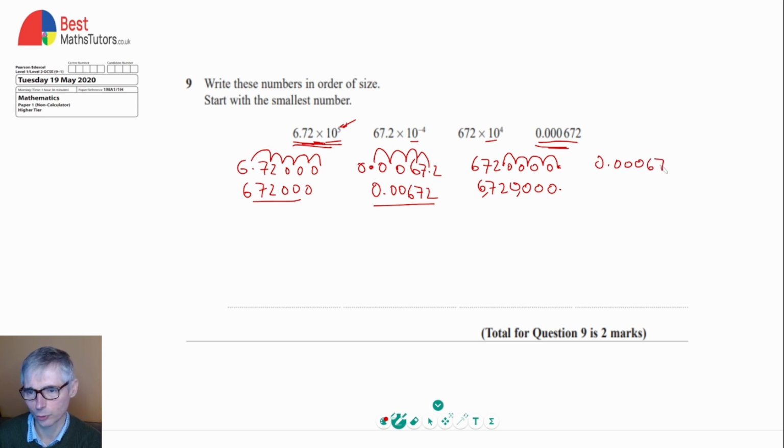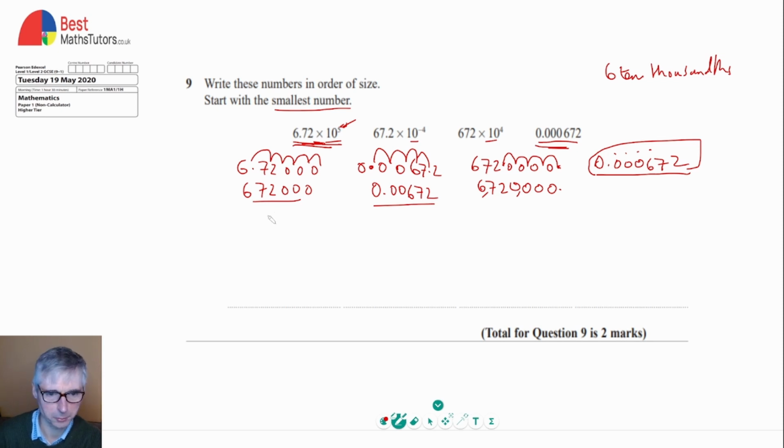Finally, the last one, we don't need to do anything to, because there's no times 10 to a power there, so we can just write that as it is. So now we've got them, we can try and put them in order, and we can see the smallest is actually this one. We're going from smallest to largest.